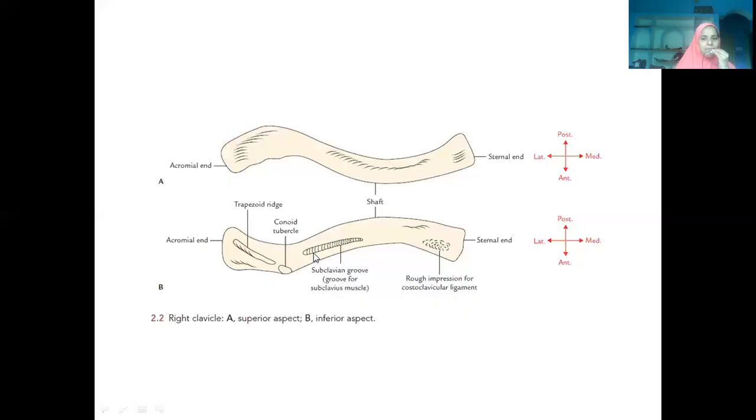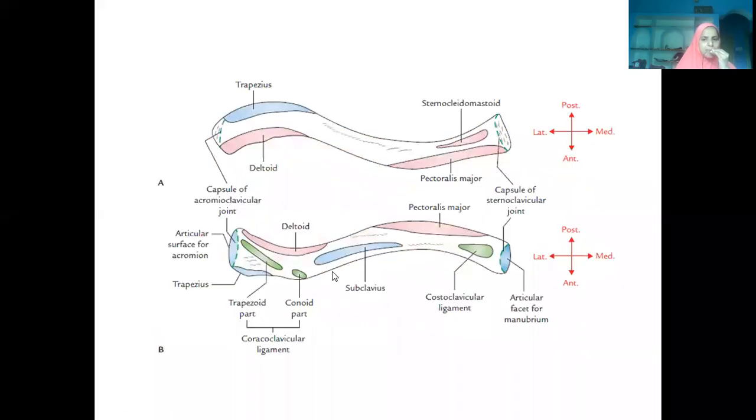Okay, and on the inferior aspect, just now I told you we have a groove. What is the name of the groove? Subclavian groove. The margins of the subclavian groove will give attachment to one important structure. What is that? Clavipectoral fascia. Very good, clavipectoral fascia. And in the floor of the subclavian groove, we see the insertion of subclavius muscle.